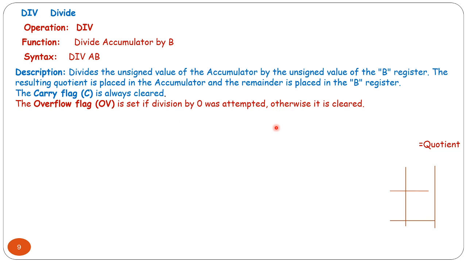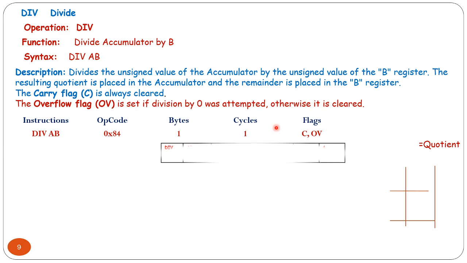Now see how it is like this. Div instruction needs the operation code 84H. So 1 byte instruction, 1 cycle required, and flags, carry flag and overflow flag get changed. DIV AB, divide A by B. After division, the result, that means the answer is stored, quotient value is stored in accumulator and remainder value is stored in B register. 4 machine cycles required.